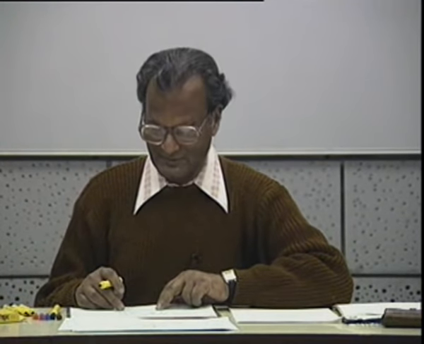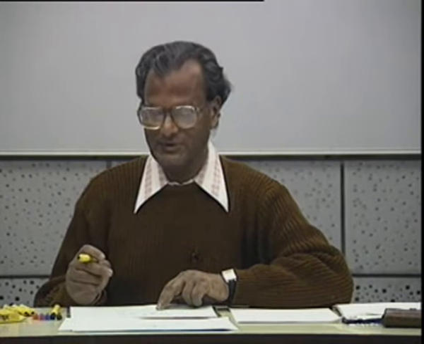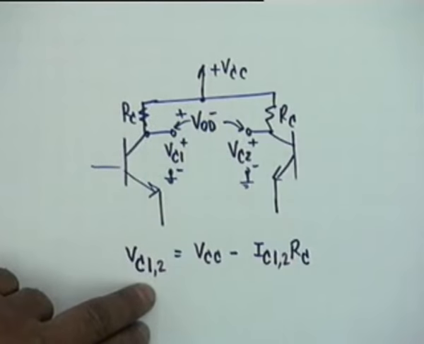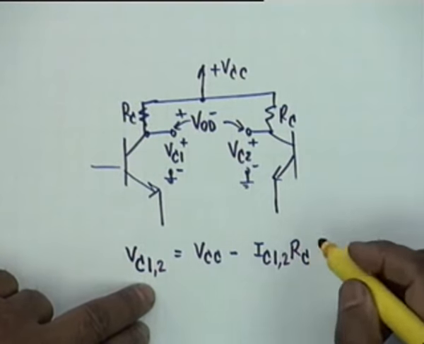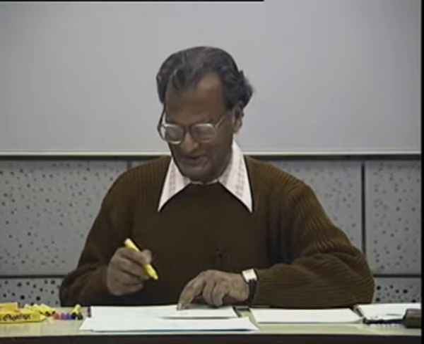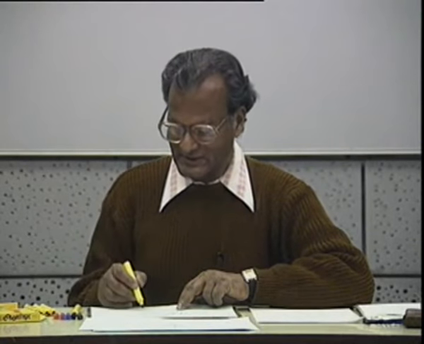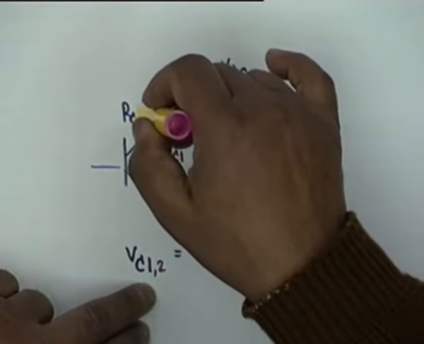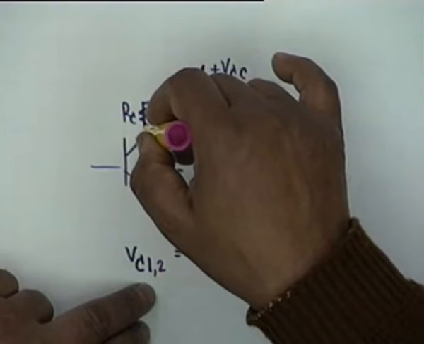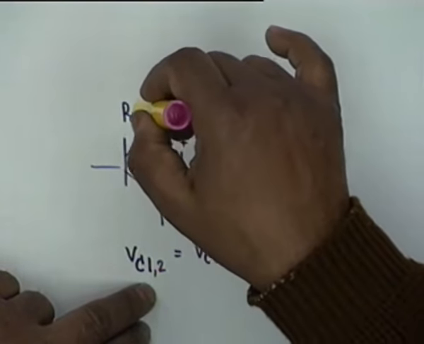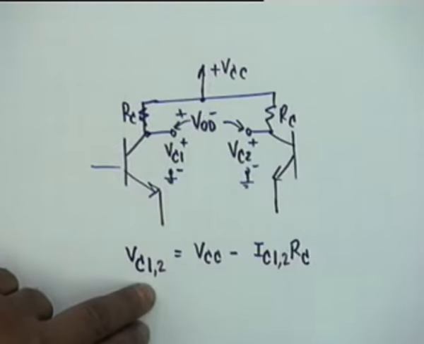So what about VE? VEE is not a concern, because the output is taken from this point to ground. VE does not come into the picture. Alright? VE will come into the picture later. We will see this. But you notice that when the collector current is a maximum, this voltage is a minimum. When the collector current is a minimum, this voltage is a maximum.